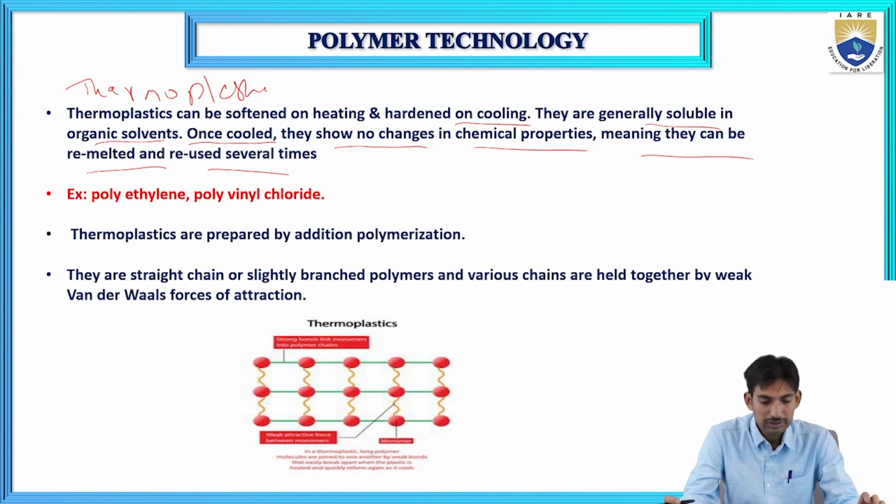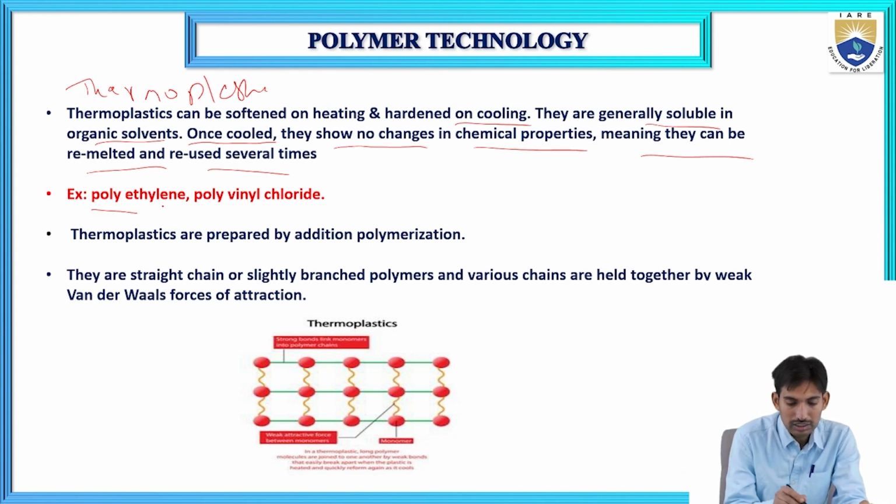Once cooled, what happens? Thermoplastics show no changes in chemical properties on cooling. Okay, meaning they can be remelted and reused several times. By this property, we can say the thermoplastic can be reused or remelted several times.